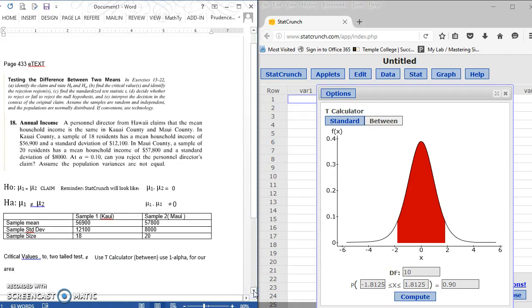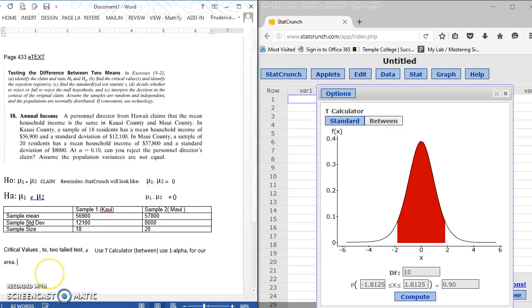And when you click compute, it shows you your T sub O values. I'm going to scroll down a little bit so you can see those a little better. We get negative T sub O equal negative 1.813, and T sub O equal a positive 1.813. And that's to 3 decimal places. But what are the rejection regions that are associated with those two T values?